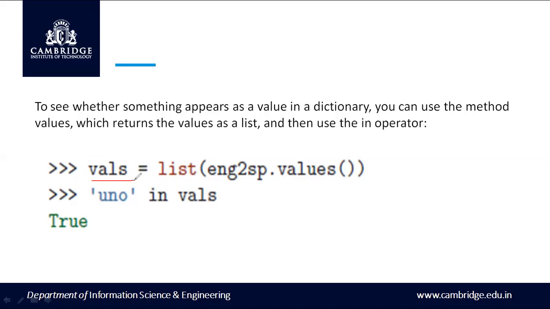So vals equals list, so we use the keyword list. What happens is it converts the dictionary values to a list and then checks for the word in the list. Here you can see using the values method, we convert the dictionary values to a list, and then when you check uno in vals, it returns true because it checks the values.